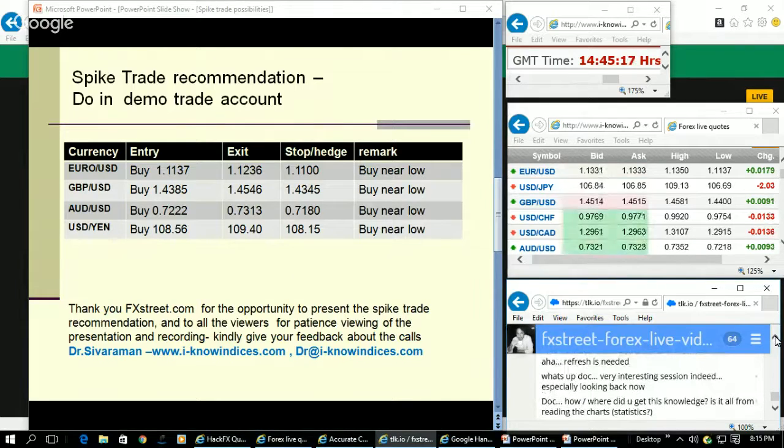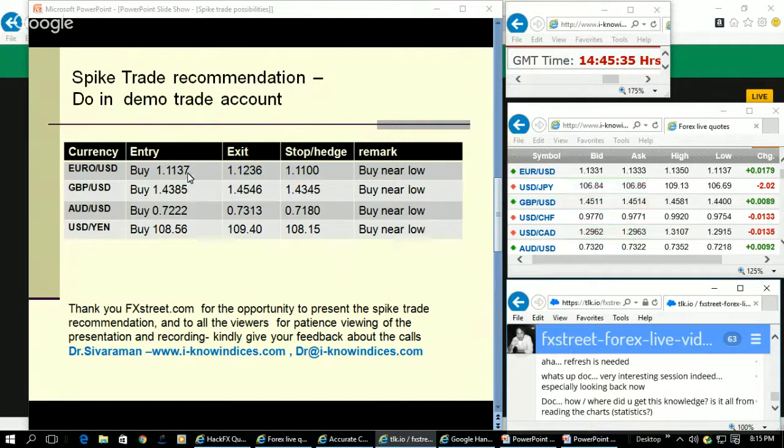So what we really need is the confidence to understand the intentions of the players, so that we'll be able to really make very good profit from the market, and especially when they are making the spike.